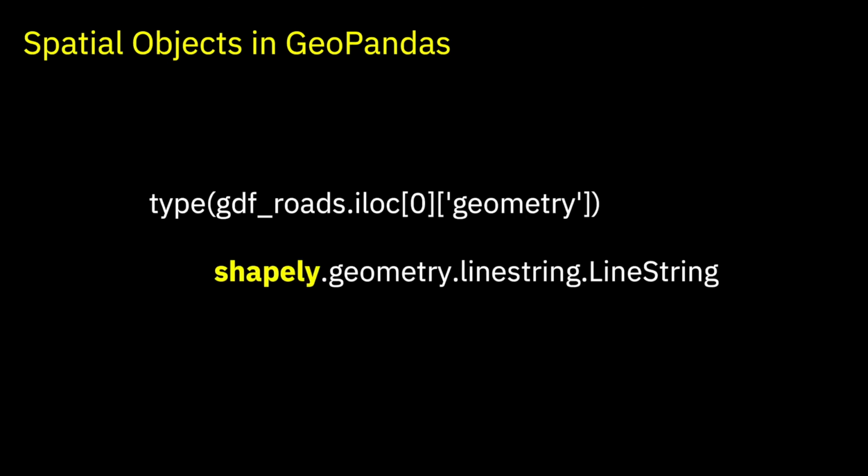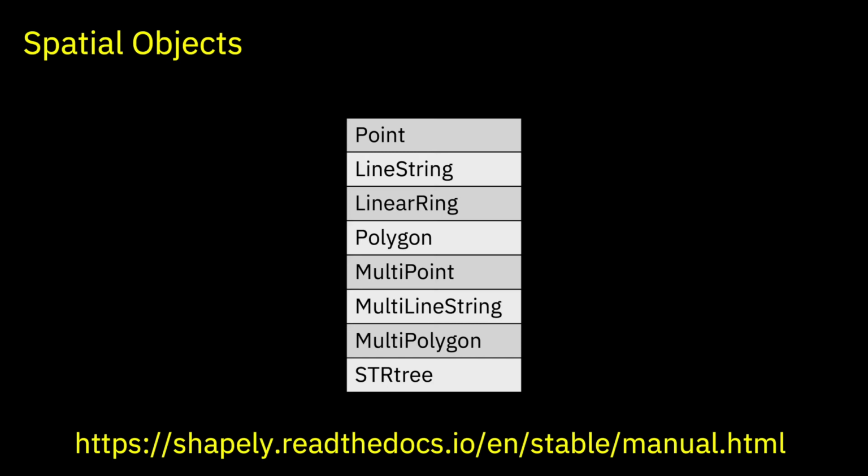If we retrieve the type of a specific geometry, we see that the specific type comes from the Shapely library. We can find out what can be done with geometry objects by looking at that library. Shapely provides the following object types. We are already familiar with point, line string, polygon and multi-point, multi-line string, and multi-polygon. The linear ring object type can be considered a line string that is either explicitly or implicitly closed. Finally, the STRtree object type is a utility class that allows for the creation of an R-tree index and the querying based on the index to speed up retrieval.